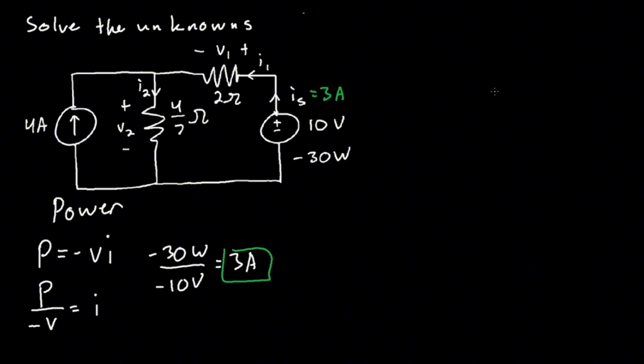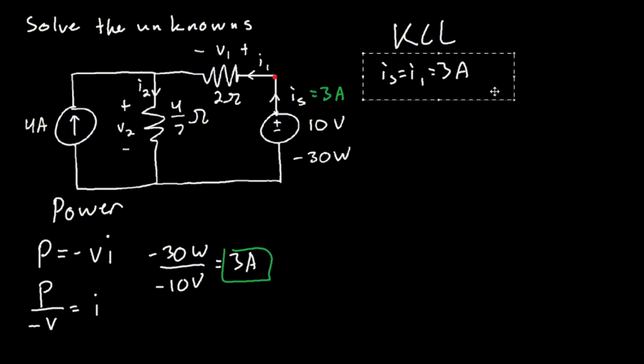3 amps. Well, if we use a little bit of KCL as well next. Let's put KCL up here actually. KCL, I of S is going into this node, I of 1 is going out. Therefore, I of S is equal to I of 1. So, I of 1 is equal to 3 amps as well. Go ahead and circle that.